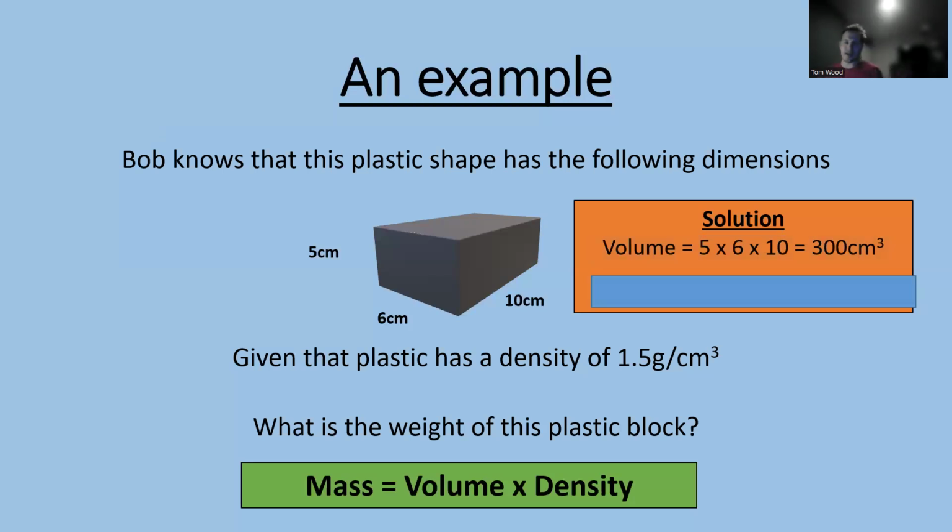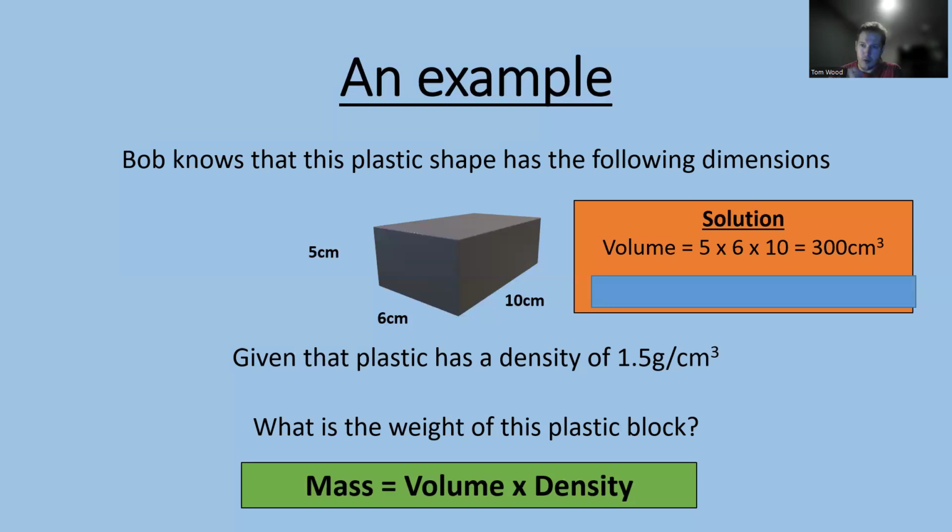Well, first of all, we need the volume. So the volume here is going to be 5 times 6 times 10. Again, we're finding the area of the face, the cross section, whatever you want to call it. With a rectangular prism or a cuboid, it's a lot easier. We just multiply all the numbers together. 5 times 6 times 10, we get our volume, 300 centimeter cubes.